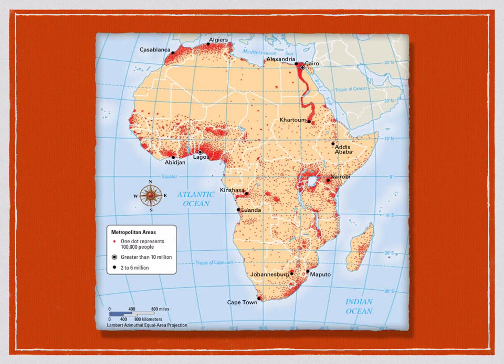Here's a dot population map of the African continent. You can see how most people live near coastal areas, or they live near water sources like the Nile River, or the water sources in the Rift Valley region.